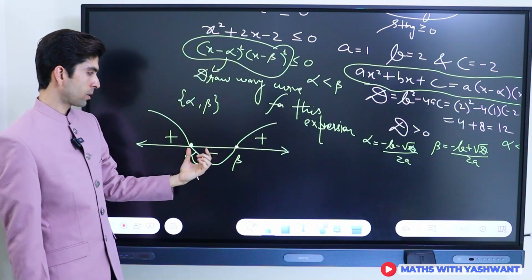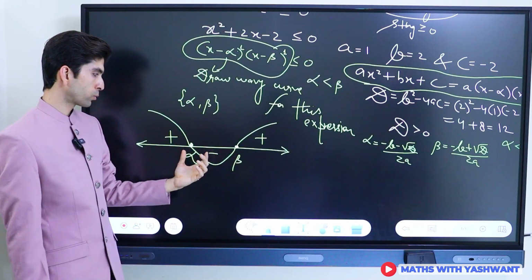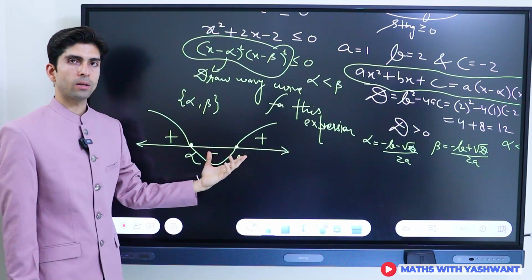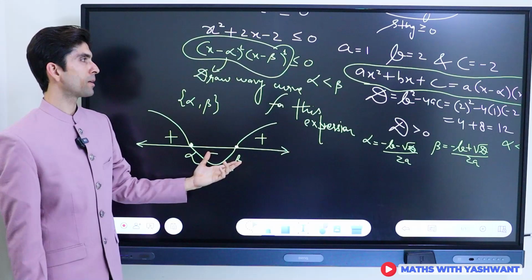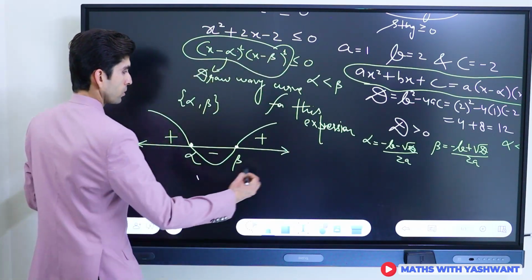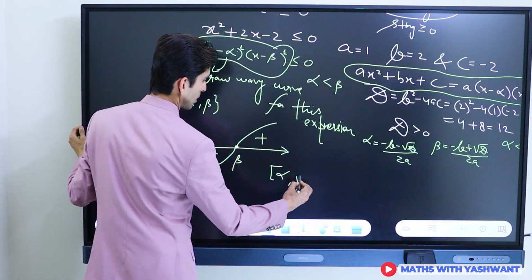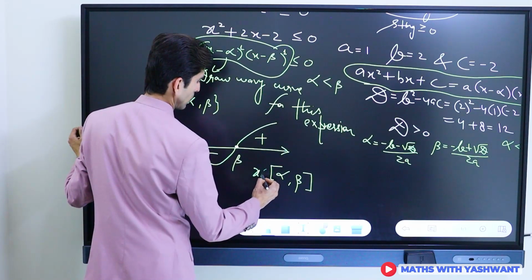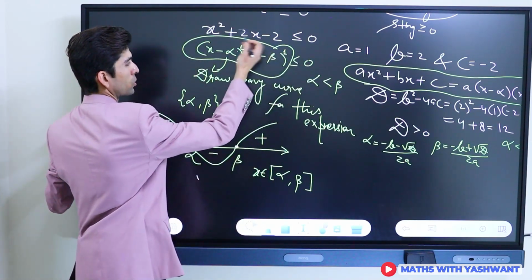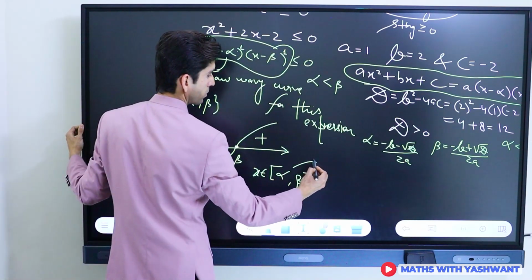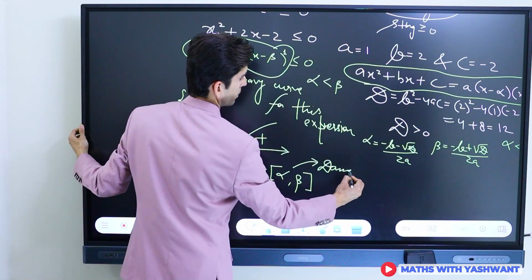So when we have the wavy curve, we are supposed to take only that interval or those values of x for which this expression is negative or 0. So you can see here the wavy curve tells us that if you take the values of x from this interval alpha to beta, including alpha and beta as well, because we want 0 also. So if we take alpha to beta closed, this is our constraint, it is satisfied. So this is the final domain or the answer of our question.